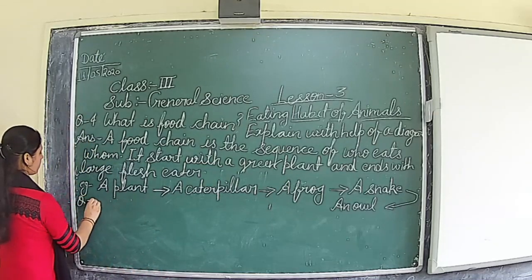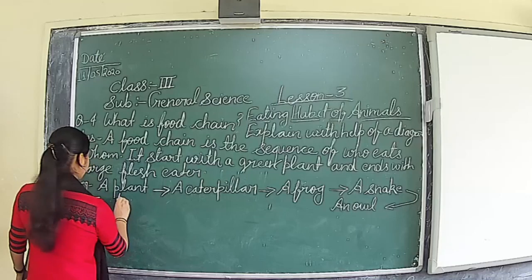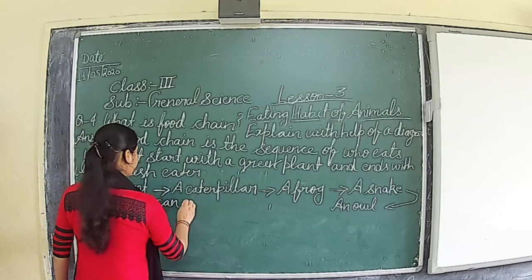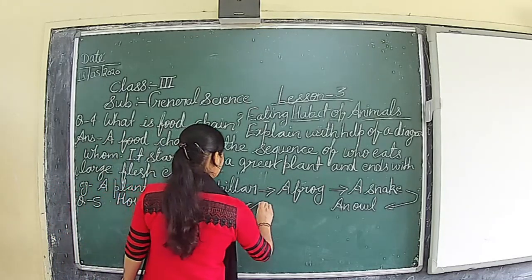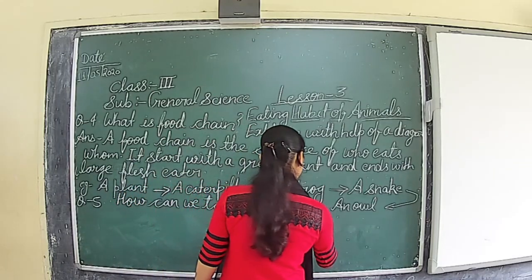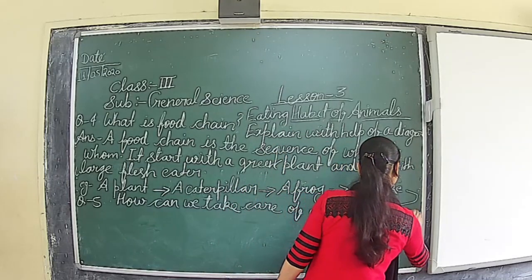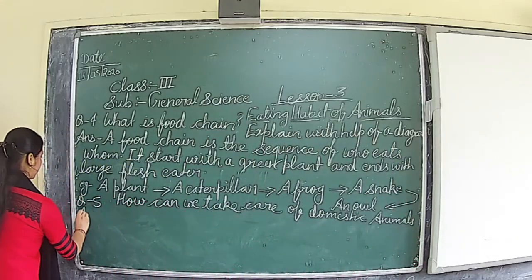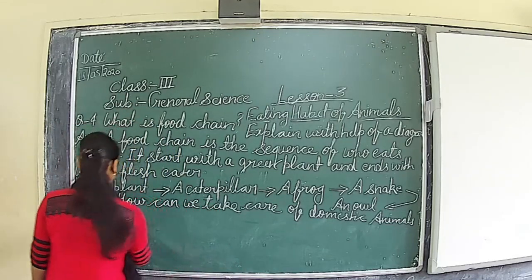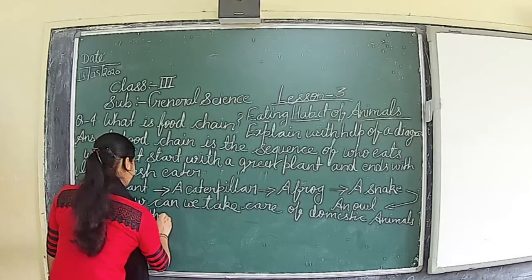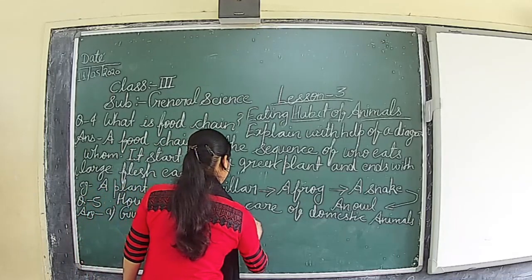And the last question is, how can we take care of domestic animals? We can write three points here. The first point is, give them proper food and shelter.